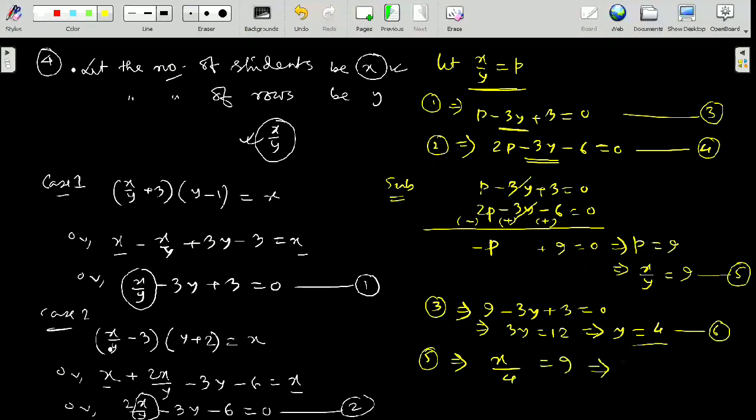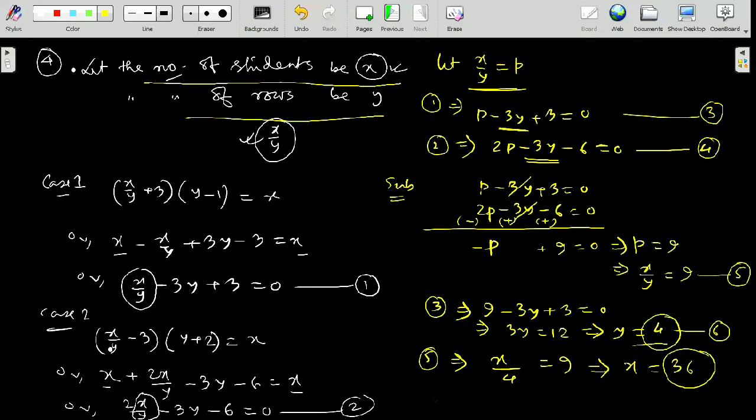So getting x is equal to 4 9 36. So x is equal to 36 and y is equal to 4. What is x? The number of students is x and the total number of rows is y. So the number of students is x, which is equal to 36, and the number of rows is y, which is equal to 4.